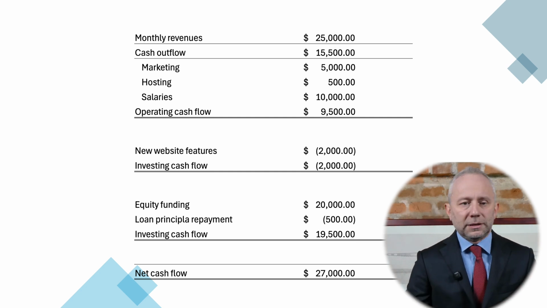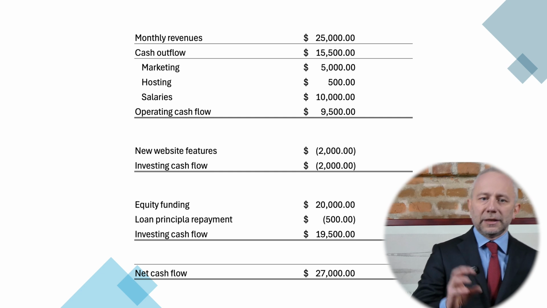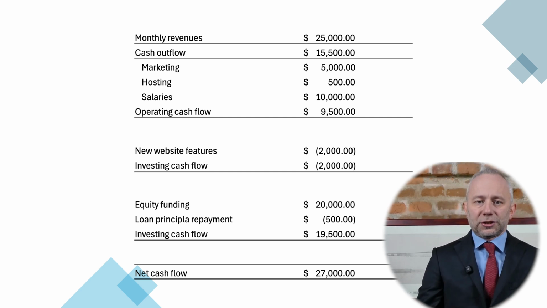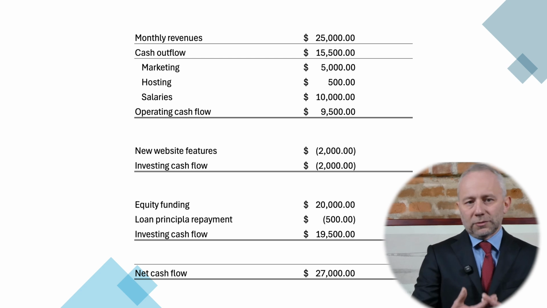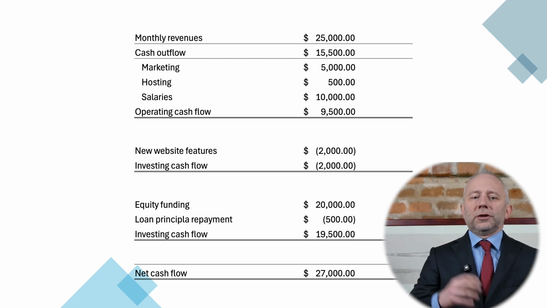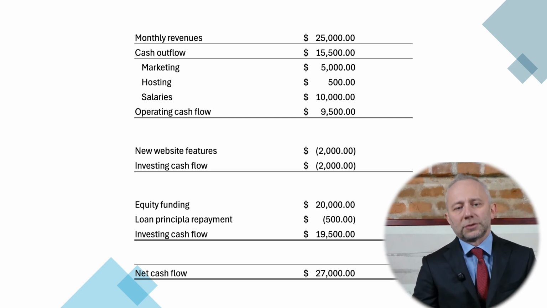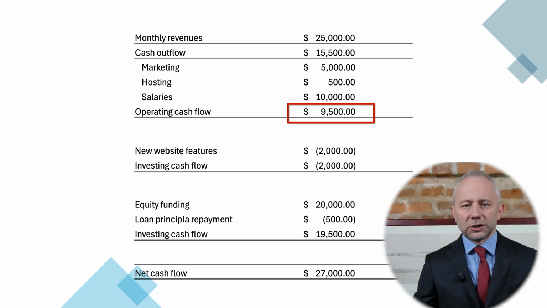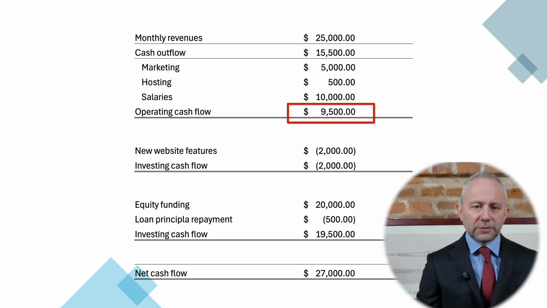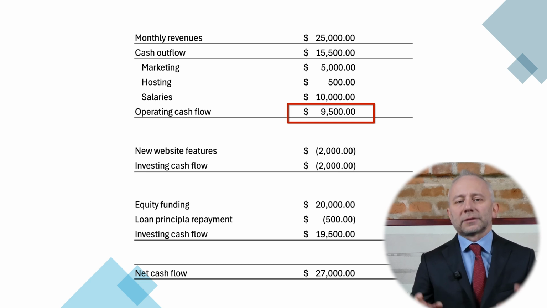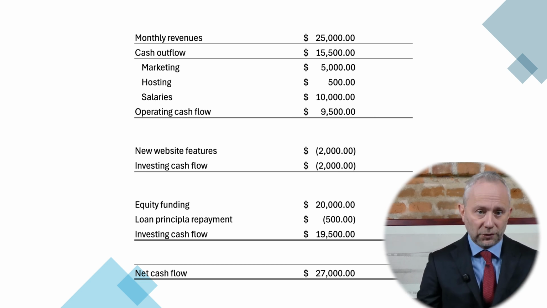If you suppose that monthly revenues of $25,000 are collected on a 30-day cycle, our cash inflow equals $25,000, and the cash outflow is $5,000 for marketing, $500 for website hosting, and $10,000 for salaries. So our operating cash flow is $25,000 less $15,500 equals $9,500, a positive cash flow.